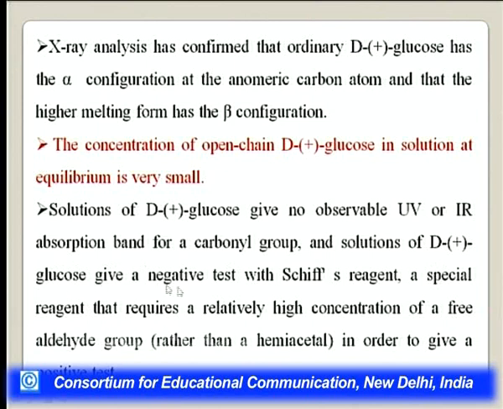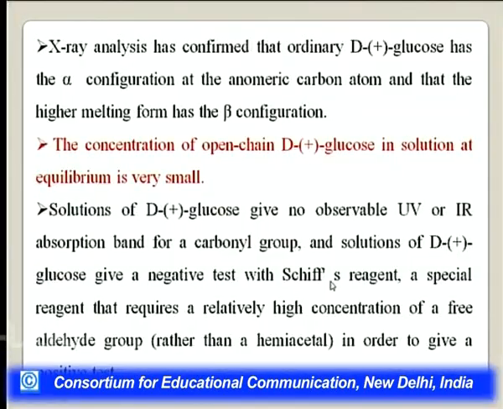The solution of D plus glucose gives a negative test with Schiff's reagent, a special reagent that requires a relatively high concentration of a free aldehyde group rather than a hemiacetal in order to give a positive test. So, if a compound has a carbonyl group in its structure, it must give a positive test with Schiff reagent, and when it is not giving a positive test, something is different, that is, we can say a hemiacetal structure is there.